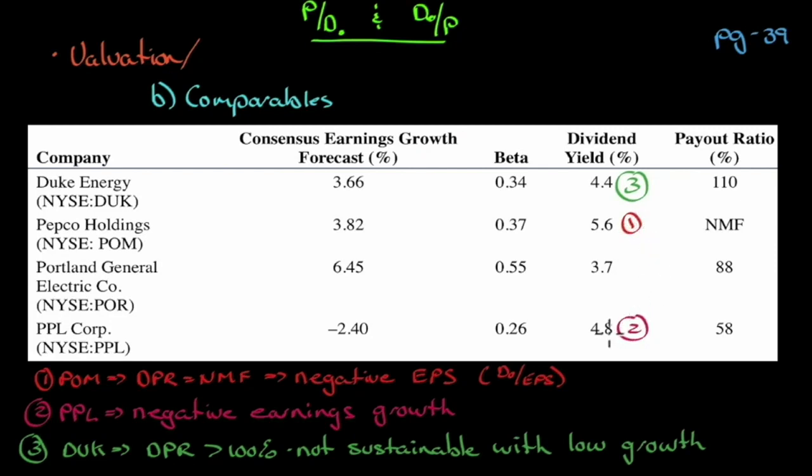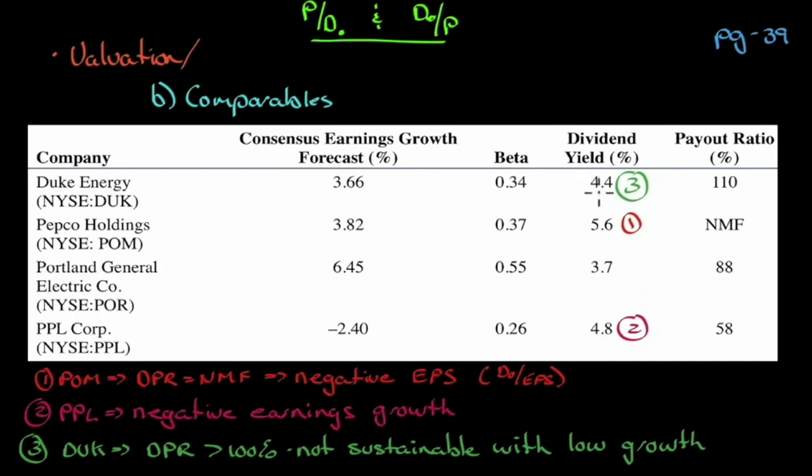Let's go to number 2, 4.8%. Is that a clean one? It's got negative growth. Consensus earnings growth forecast is negative 2.4. So that doesn't look very good. Long term, you can't keep that kind of dividend yield with this kind of growth rate. So PPL has negative earnings growth.